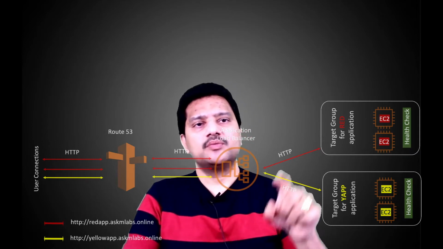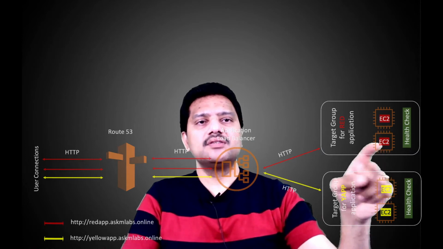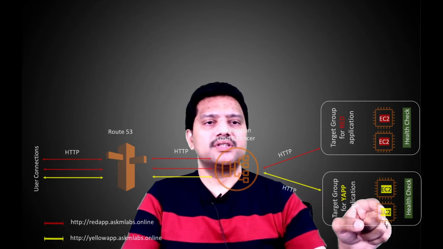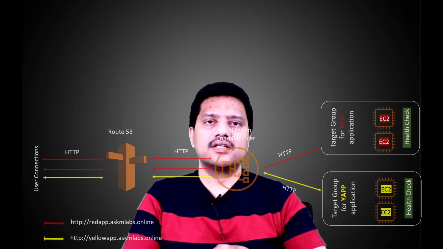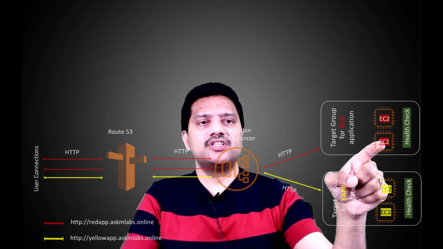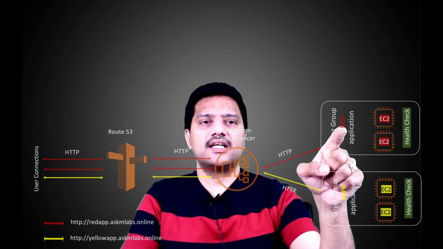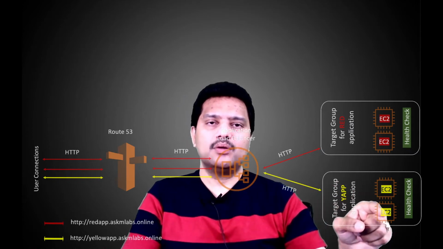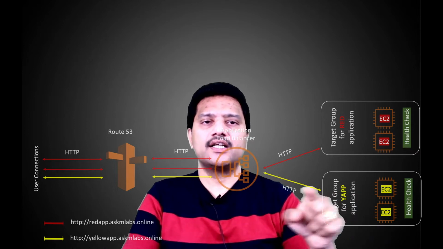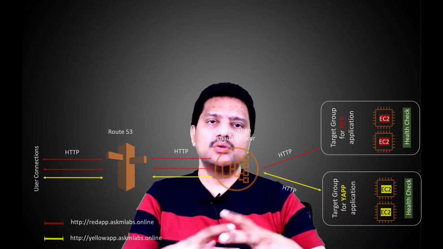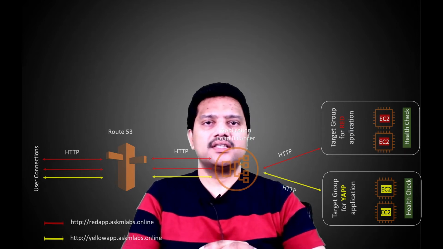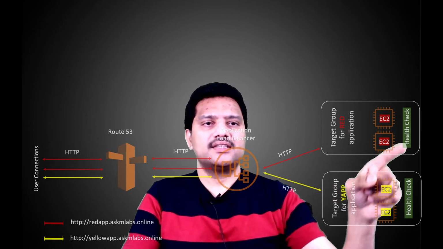Now, let us assume the 2 EC2 instances marked in red color are serving the red app, and the 2 EC2 instances marked in yellow are serving the yellow app. The red app EC2 instances are grouped to make a target group red. Similarly, the 2 EC2 instances in yellow are grouped to make a target group yellow app. So, there are 2 target groups to group my EC2 instances based on the application that it is serving. Now, I will talk about the health check later.